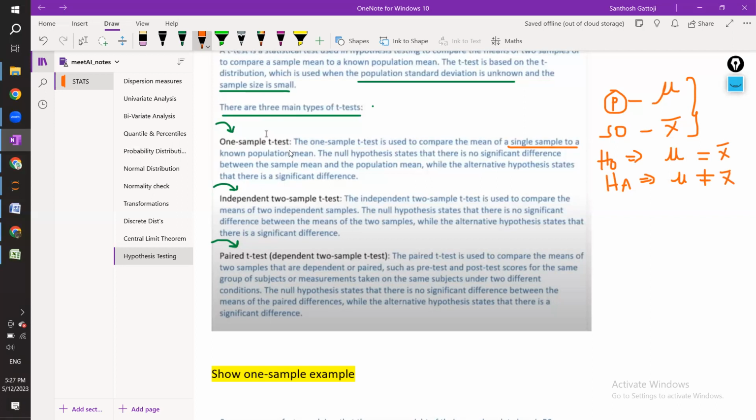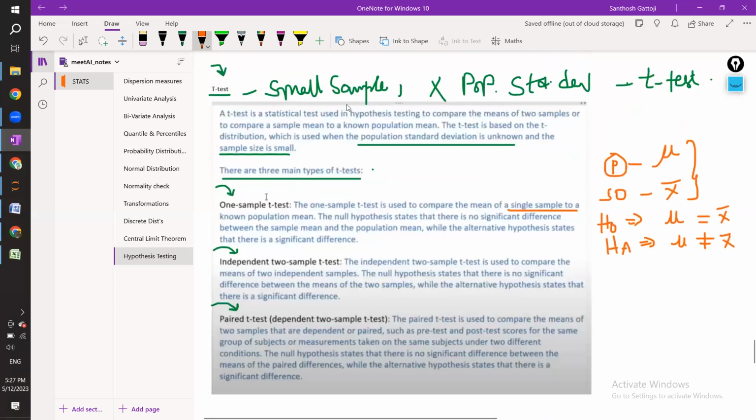Sure. Fundamentally, the t-test is considered when the sample size is small or the population standard deviation is unknown. So it's a more practical case. That means small sample and population standard deviation not known, then only you will consider it here.